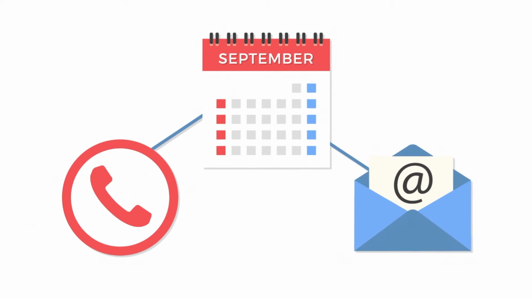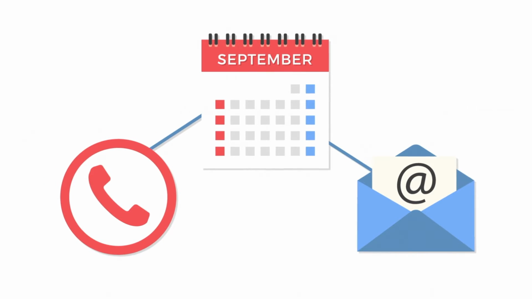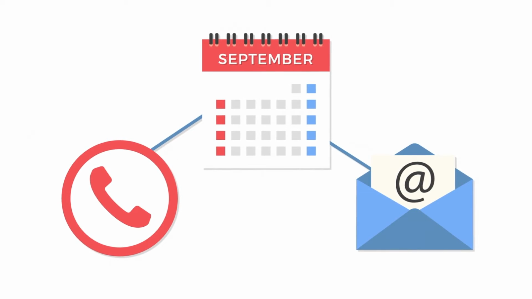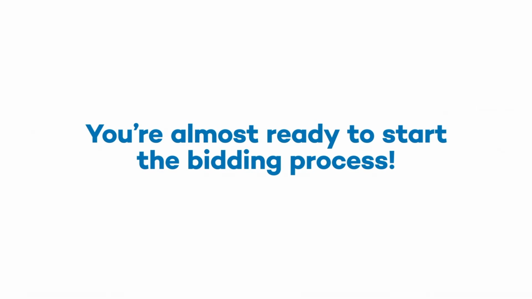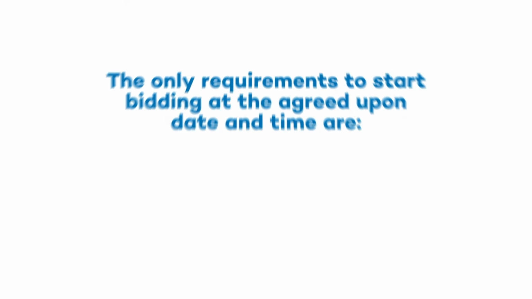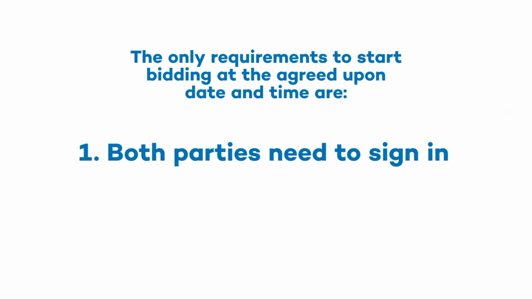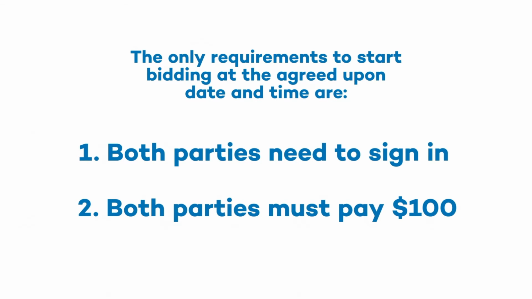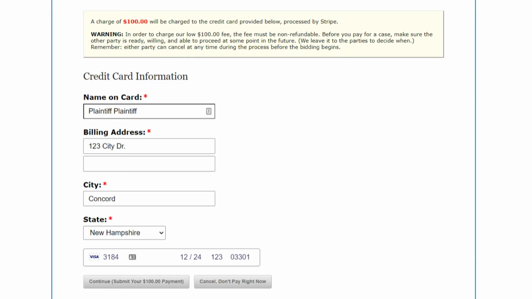If the defendant is interested, then the parties arrange a date and a time for their 3-bid session by phone or email. You're almost ready to start the bidding process. The only requirements to start bidding at the agreed-upon date and time are 1. Both parties need to sign in, and 2. Both parties need to pay $100 on the payment page by credit card.